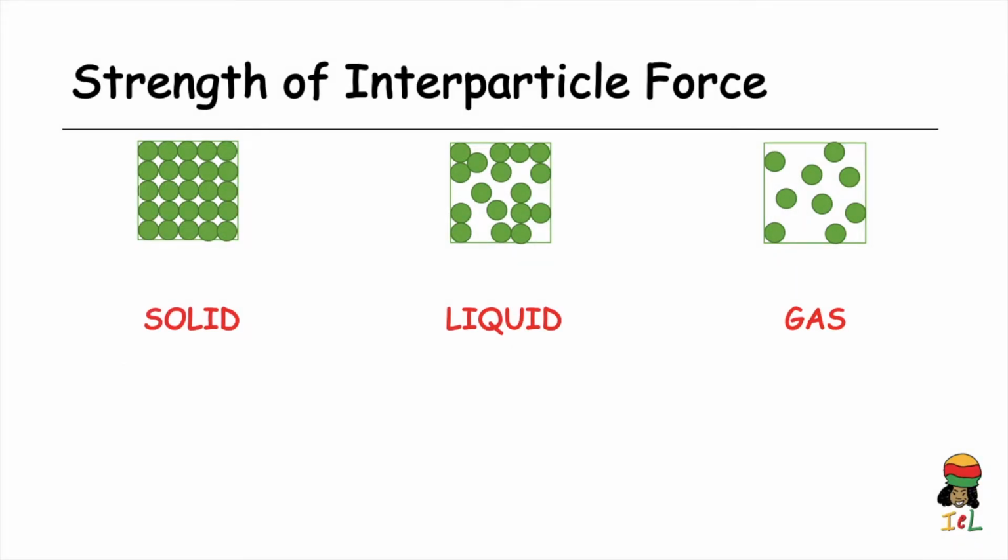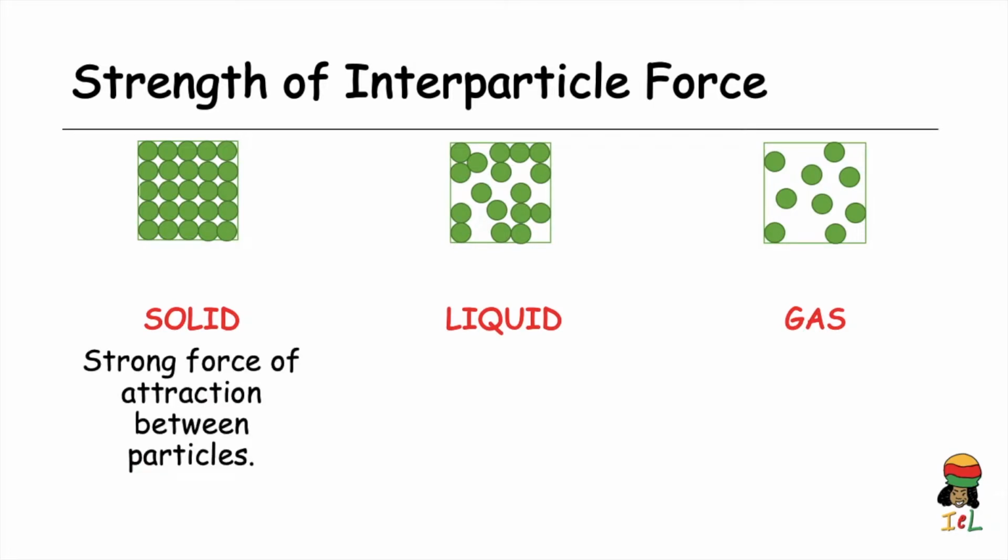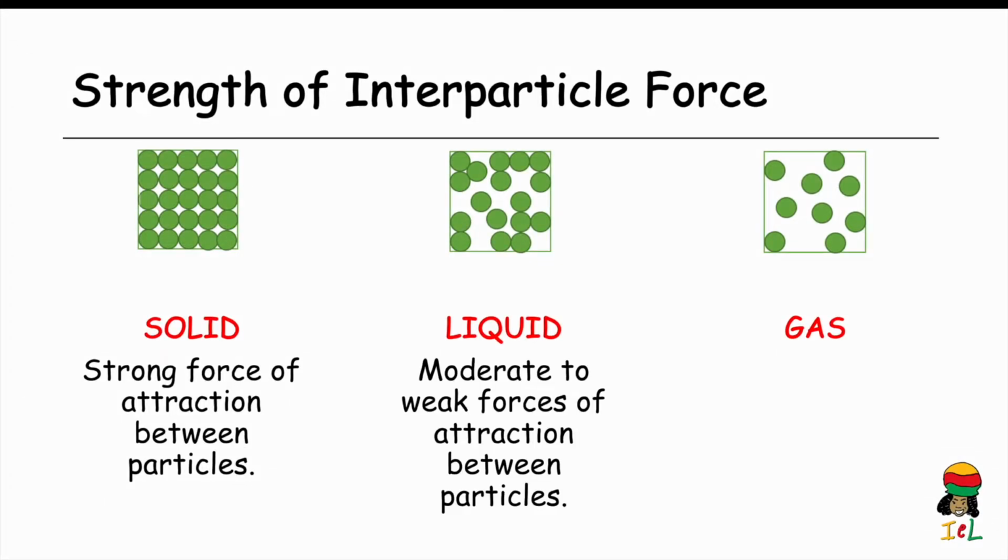Now we're looking at the strength of the interparticle force. For solids, as you can see, the solid particles are sticking together. So that should tell us something about the interparticle force. What kind of strength force will hold the particles close together? Therefore, we know that solids have very strong force of attraction between the particles. In other words, their interparticle force is strong. Liquids have moderate to weak forces of attraction between particles. And gas particles have very weak interparticle forces, which is the reason why the particles spread far apart.